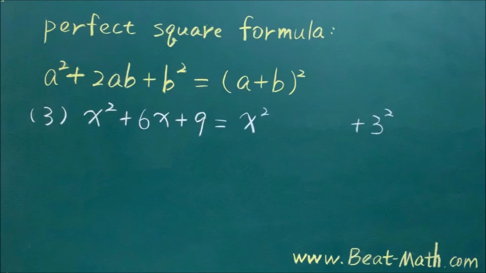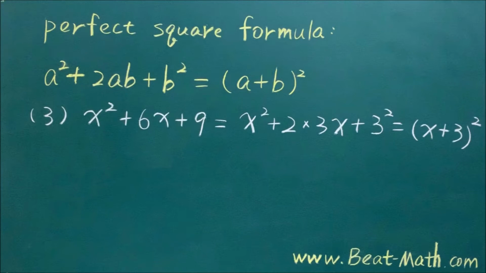Here 9 is the square of 3. 6x equals 2 times 3x. Apply the perfect square formula to it. We get x squared plus 6x plus 9 equals the quantity of x plus 3 squared.